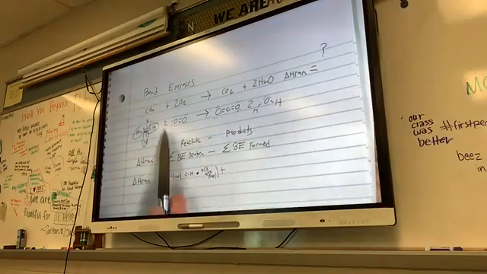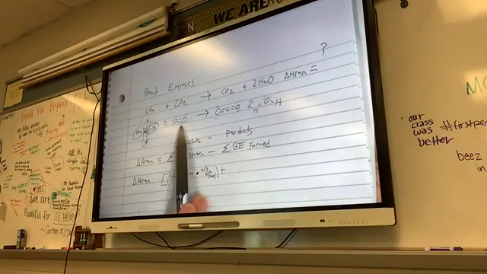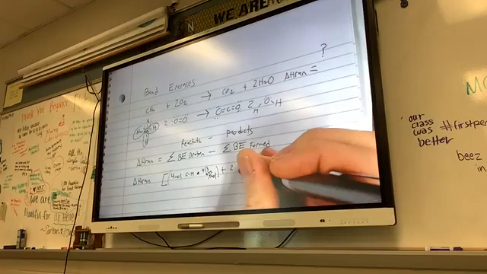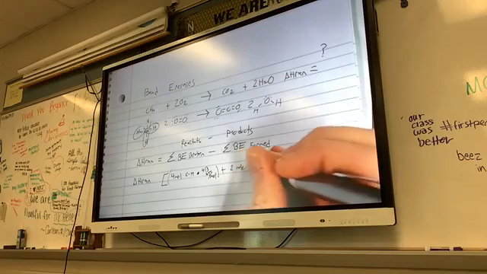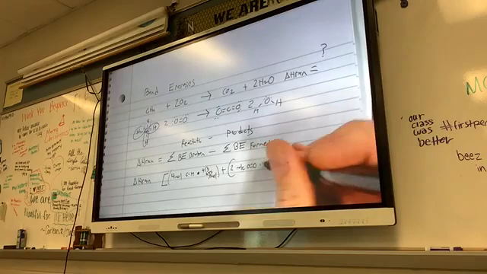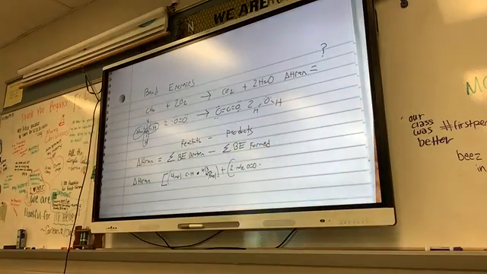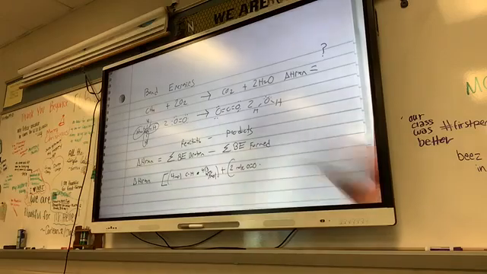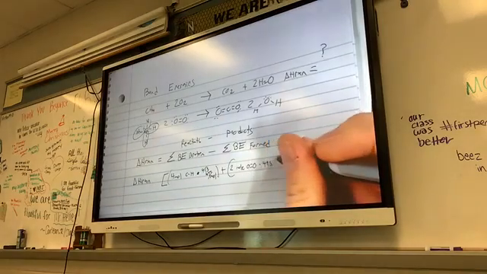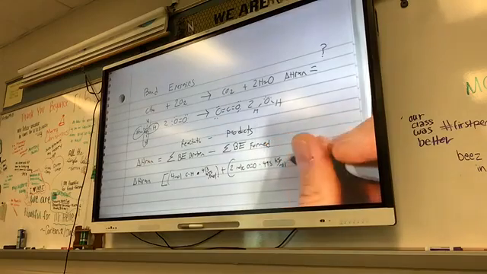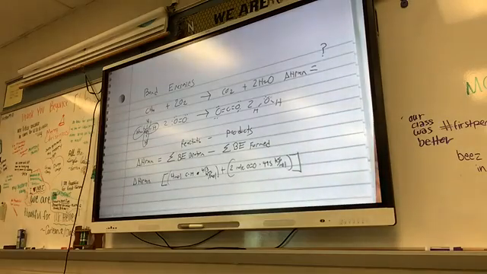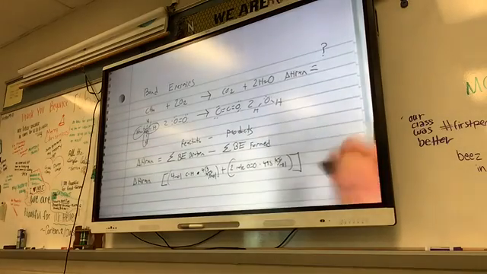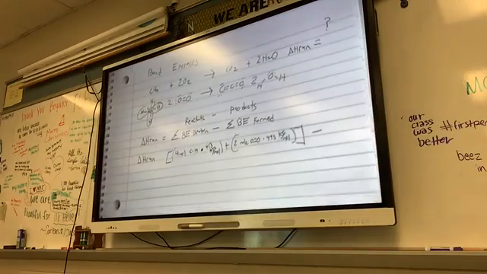How many oxygen double bonded to oxygen bonds do I have to break? 2. So I have 2 moles of O double bonded to O times, what is the bond energy of O double bonded O? 495. Yep, that looks good. Times 495 kilojoules per mole. That's my reactants, yes? Minus bonds formed.